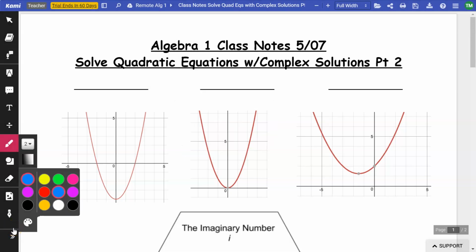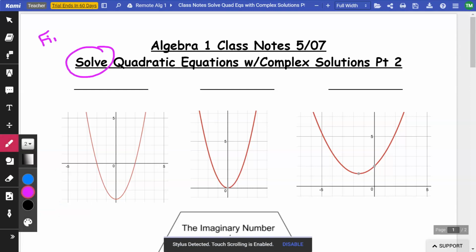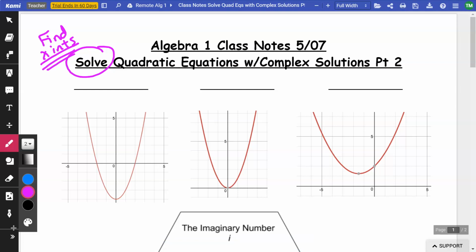Today we're continuing on with our lessons in solving quadratic equations. So we're still solving quadratic equations, which means we're really trying to find those x-intercepts. By now we already know, what else can we call x-intercepts? The zeros. What else can we call zeros? The roots. So we're still solving for those zeros. We're still solving for those roots.